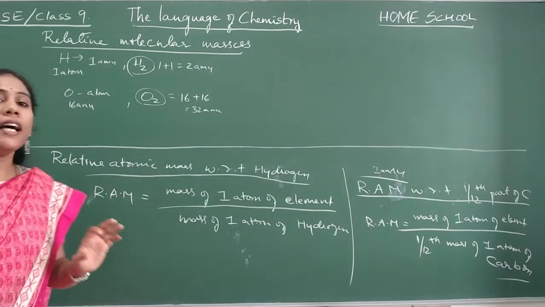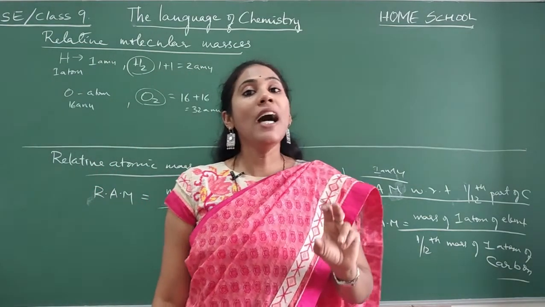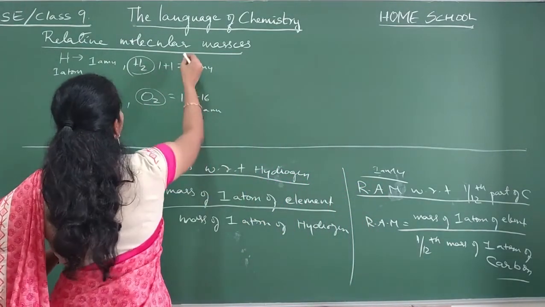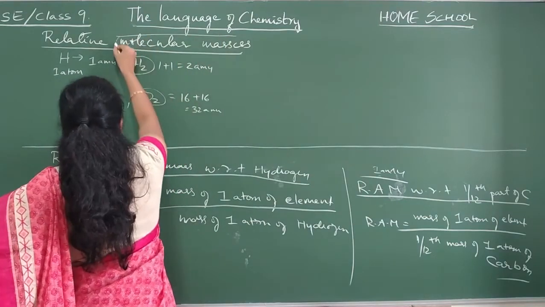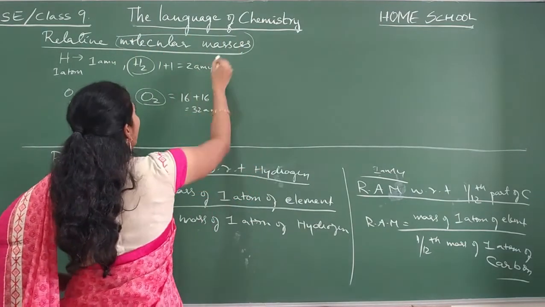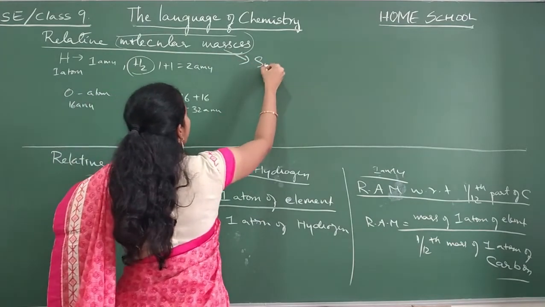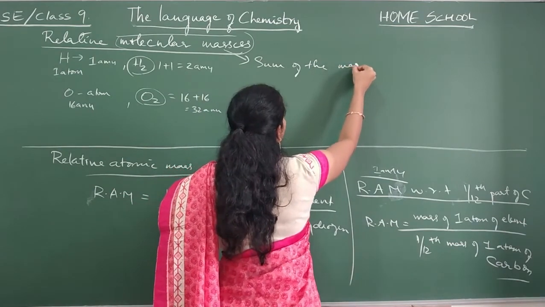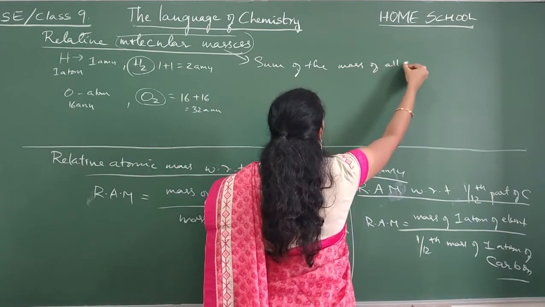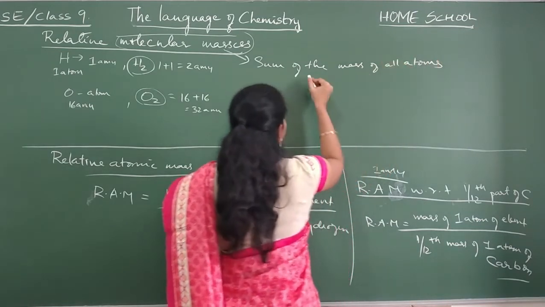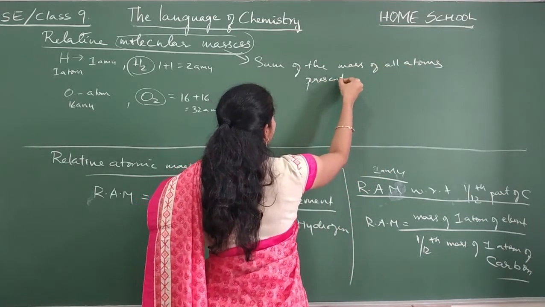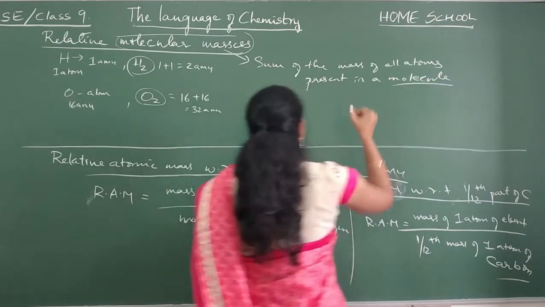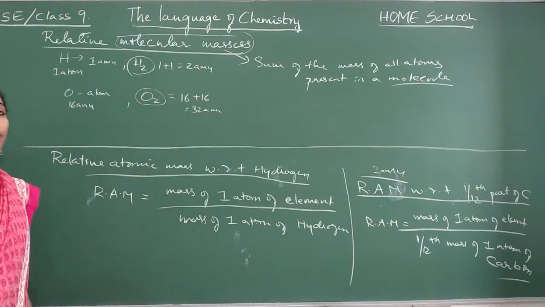So molecular mass is nothing but the sum of the atomic masses present in a molecule. What do you mean by molecular mass? Just molecular mass. Molecular mass is nothing but the sum of the masses of all atoms present in a molecule, and it is called molecular mass or molecular weight.